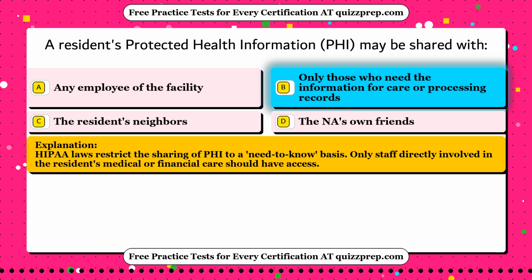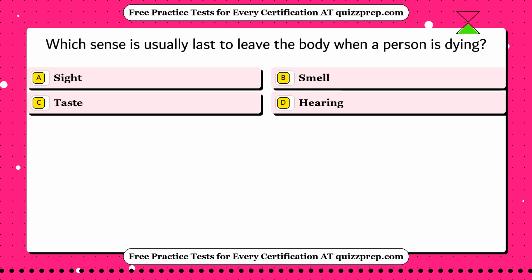Only staff directly involved in the resident's medical or financial care should have access. Question 98. Which sense is usually last to leave the body when a person is dying? Option A, sight. Option B, smell. Option C, taste. Option D, hearing.